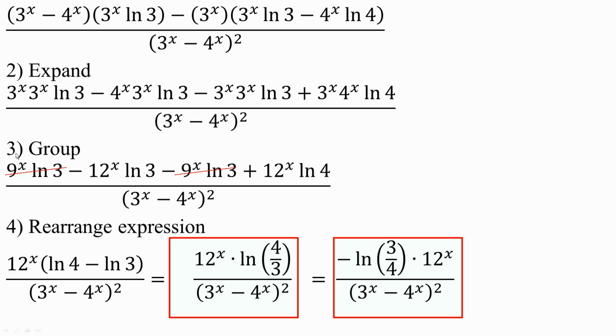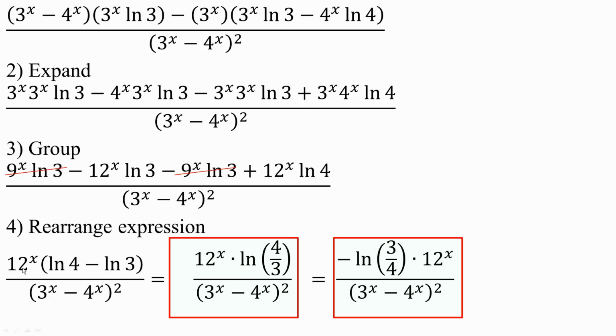Next, we will group. So 3 raised to x times 3 raised to x is 9 raised to x. 4 raised to x times 3 raised to x is 12 raised to x. 3 raised to x times 3 raised to x is again 9 raised to x. And 3 raised to x times 4 raised to x is 12 raised to x. And if you notice, this term right here and this term right here can cancel. And now we have a common term, 12 raised to x.